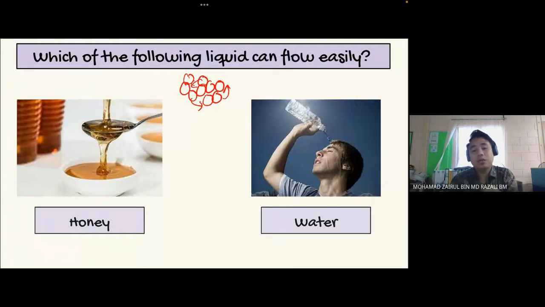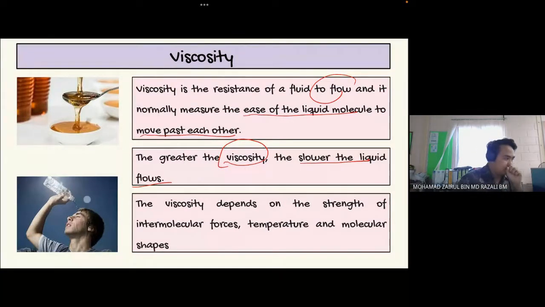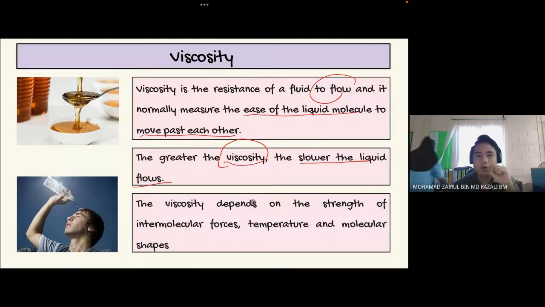So the measure how is the liquid can flow, or how is the molecule can pass through each other, we call it as a viscosity. So the greater the viscosity, the slower the liquid flow. So between honey and water, we know that water can easily flow compared to honey. So sebab tu dia water ini is less viscous compared to honey. Okay, and the viscosity depends on the strength of intermolecular forces, temperature, and also the molecular weight of the molecule. Okay, any question so far?